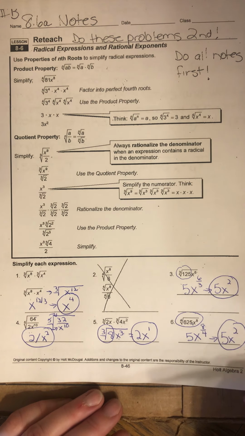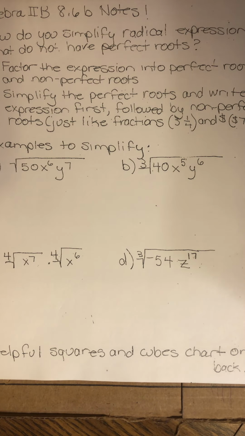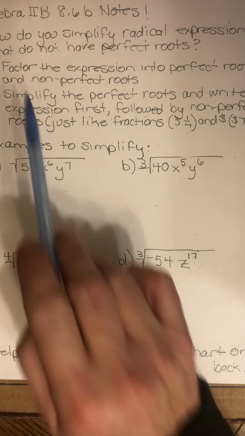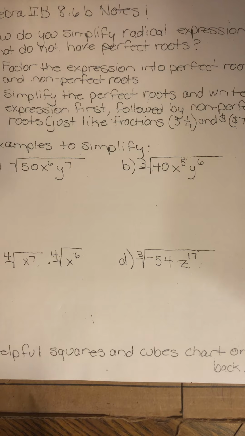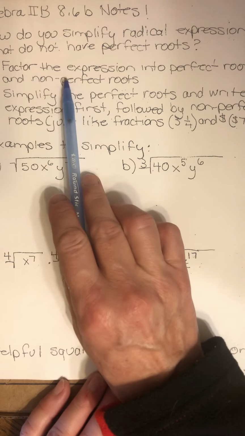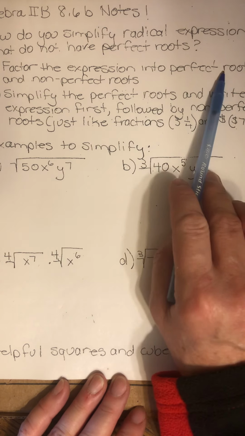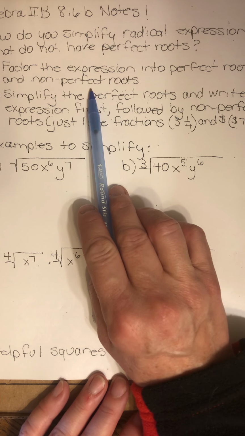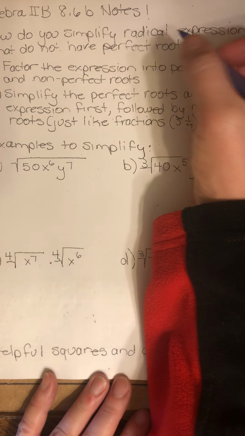What happens when they don't work out perfectly? That would be 8.6b. So, how do you simplify radical expressions that do not have perfect roots? What we're going to do, we're first going to factor the expression into perfect roots and non-perfect roots. Okay? We do this with fractions.